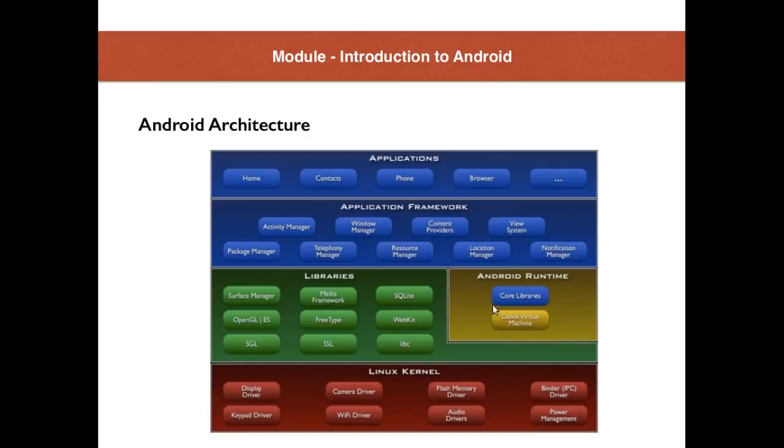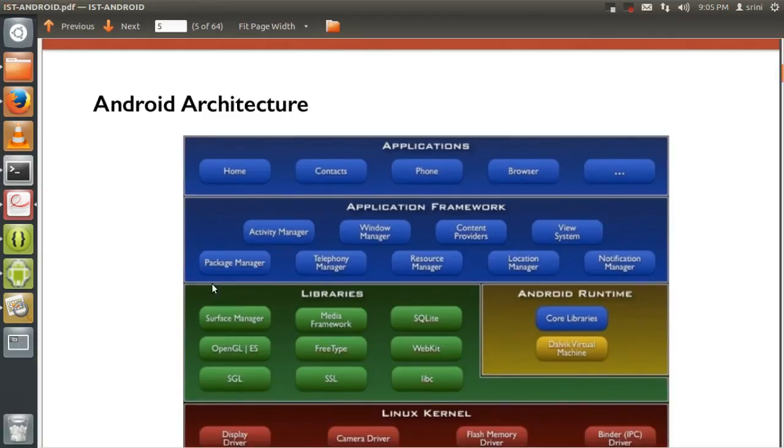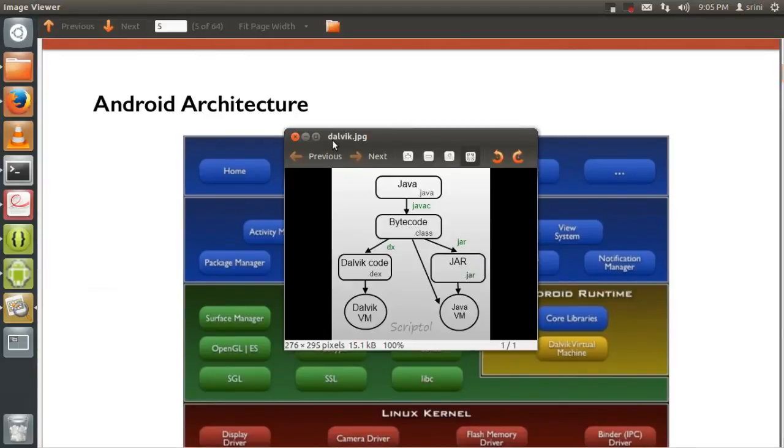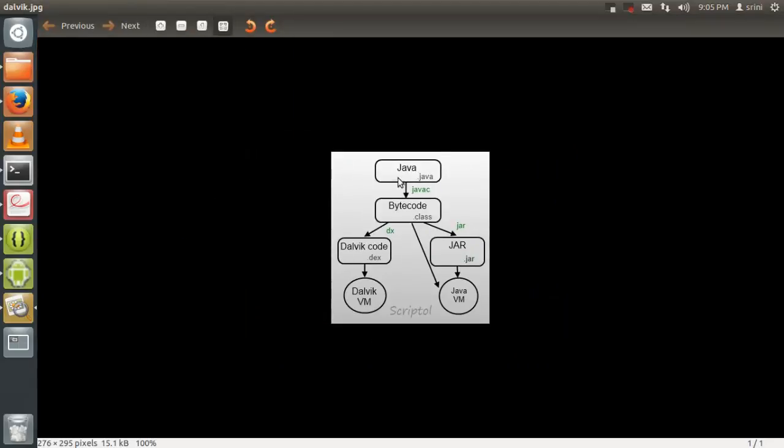And this is what we have missed. Core libraries contain all the libraries that are required for your Java programs or Android applications to work. But this Dalvik virtual machine is something that is important to understand. I'll quickly show you a figure to make you understand this. This is a very simple illustration of what the Dalvik virtual machine is.